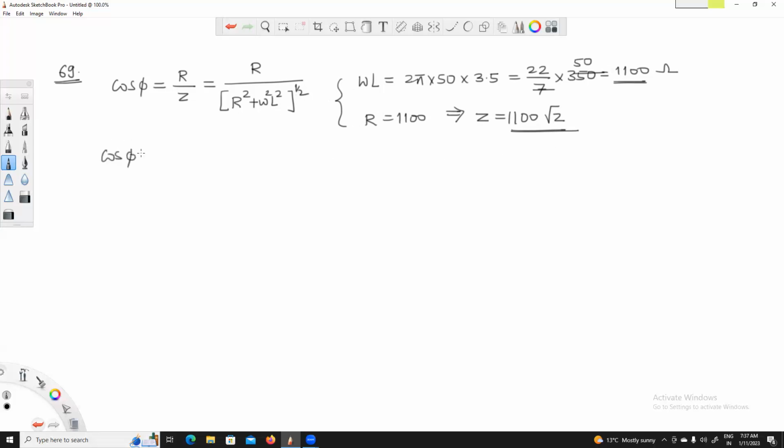So this cos phi would be R divided by Z, which is 1100 divided by 1100 root 2. So you get the answer of 1 upon root 2. So this is the answer. Again, you have to simply use the formula.